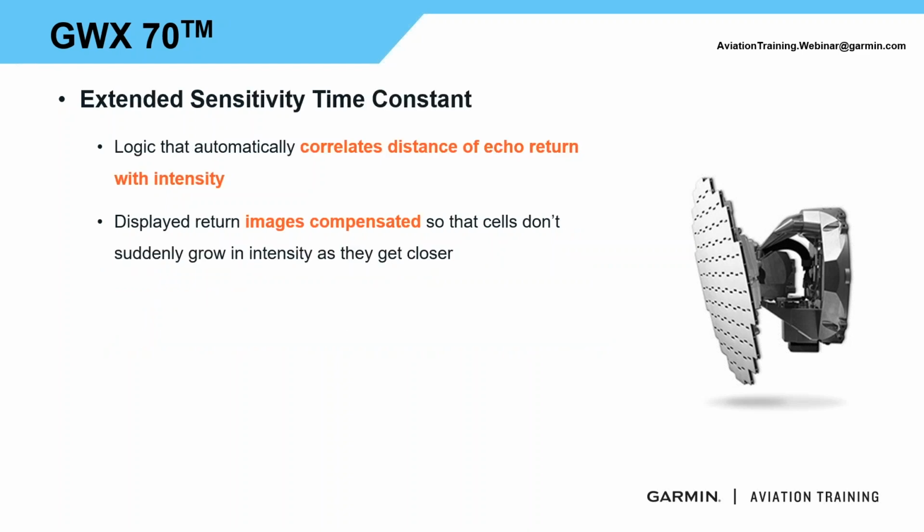Extended sensitivity time constant is an algorithm that is built into the radar to be able to increase the view of an image of a return that is farther away. So we've talked about sensitivity being lost the farther away from the antenna that the signal is going. Because we know the rate of decay of the signal strength, we can then compensate for that with an algorithm to display a more accurate image when you're farther away from the antenna. Therefore, it helps to prevent the idea that the storm is growing as it comes closer to you.